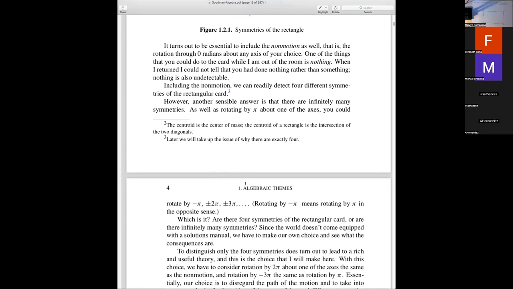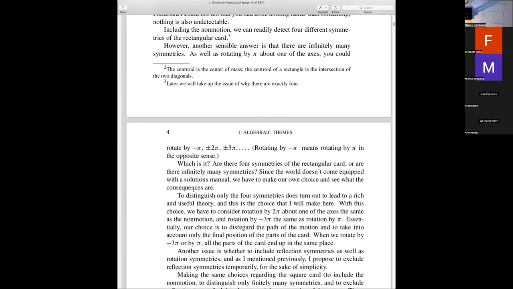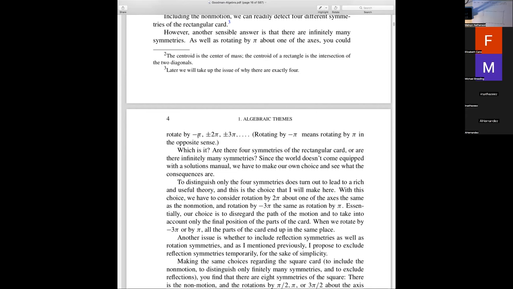So this is what the author means when he says, which is it? Which of these rotations, are they different or the same? Are there four symmetries or infinitely many? Because you can rotate by 2 pi radians and nothing happens. Our choice is that we only consider the symmetries which actually give a physically different object. So a rotation by pi and a rotation by 3 pi are exactly the same.